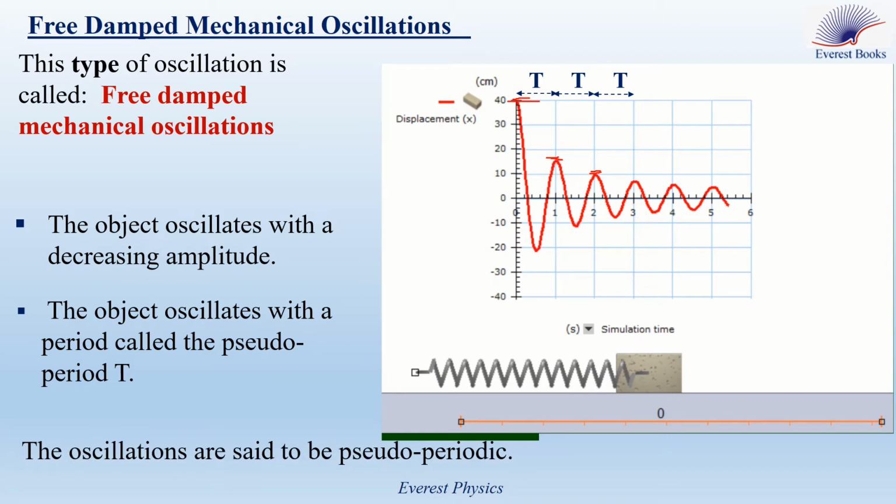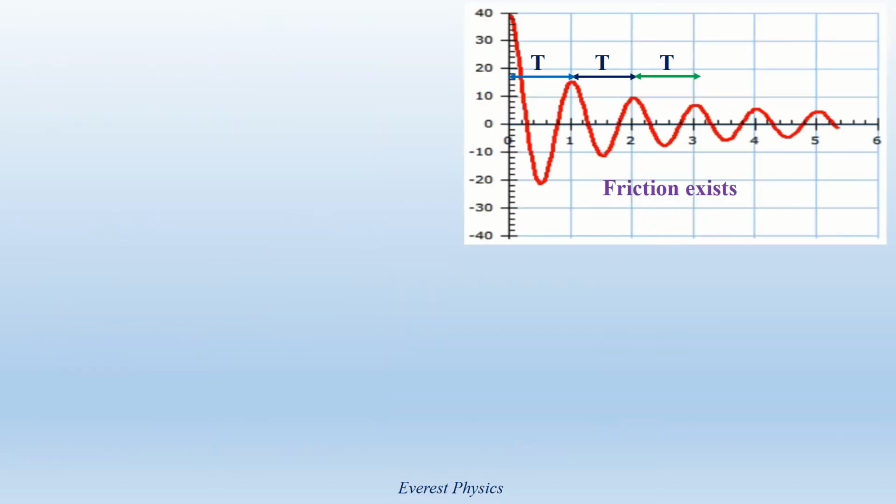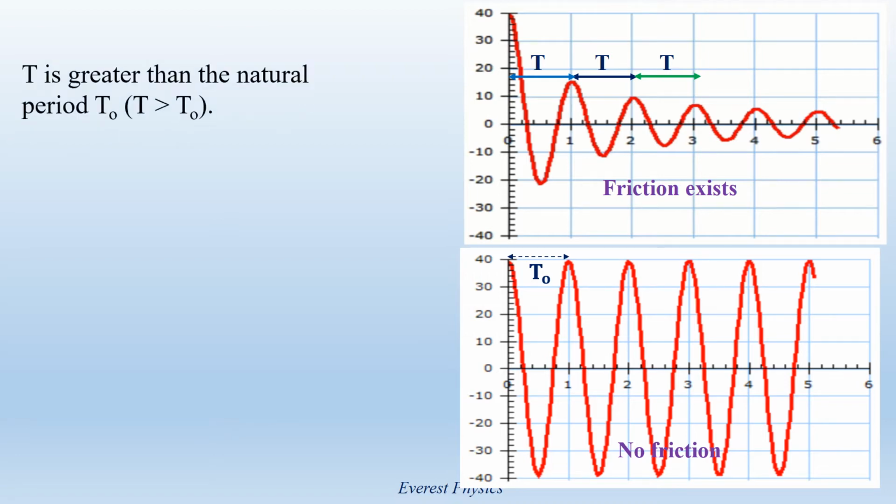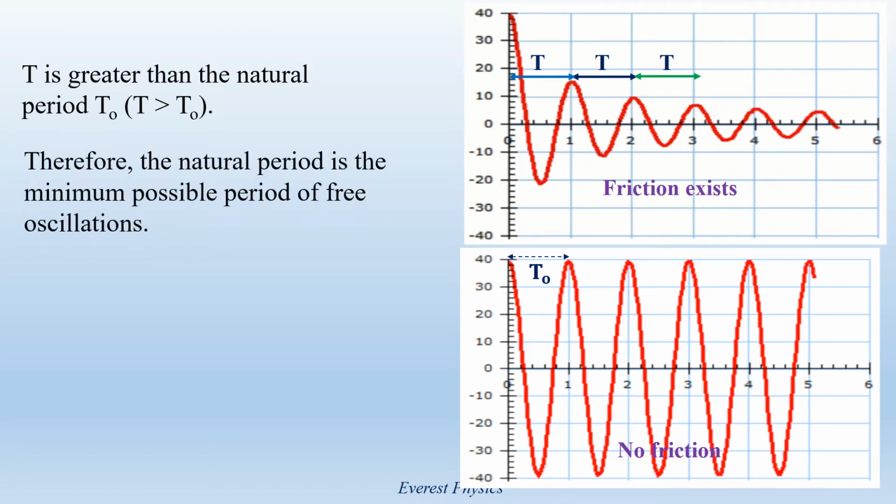The oscillations are said to be pseudo-periodic, which means that they are repeated during the same time interval, but not identically. So we have the x(t) graph of our damped oscillator, and we draw the x(t) graph of the same oscillator in case friction is negligible. Comparing the two curves shows that T is greater than the natural period T0. Therefore, the natural period is the minimum possible period of free oscillations.